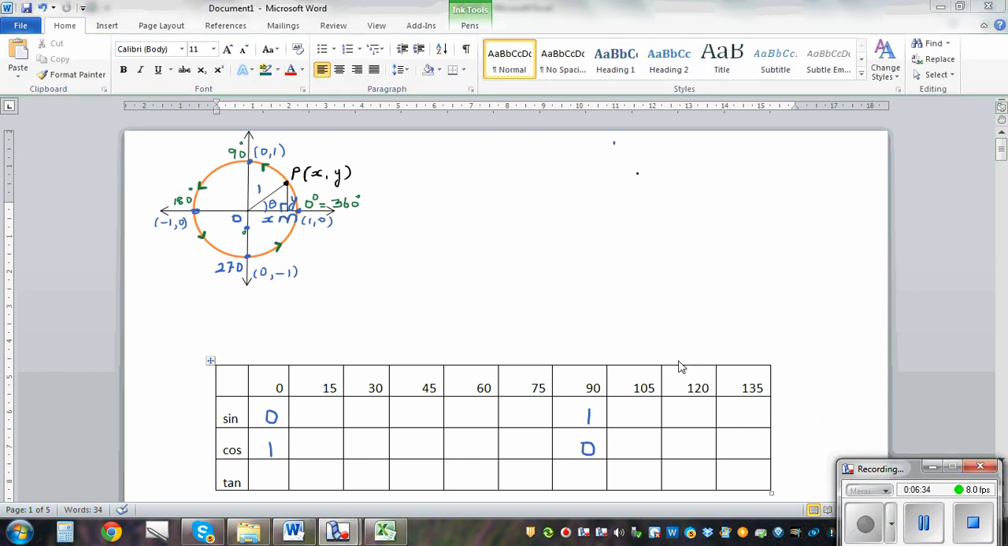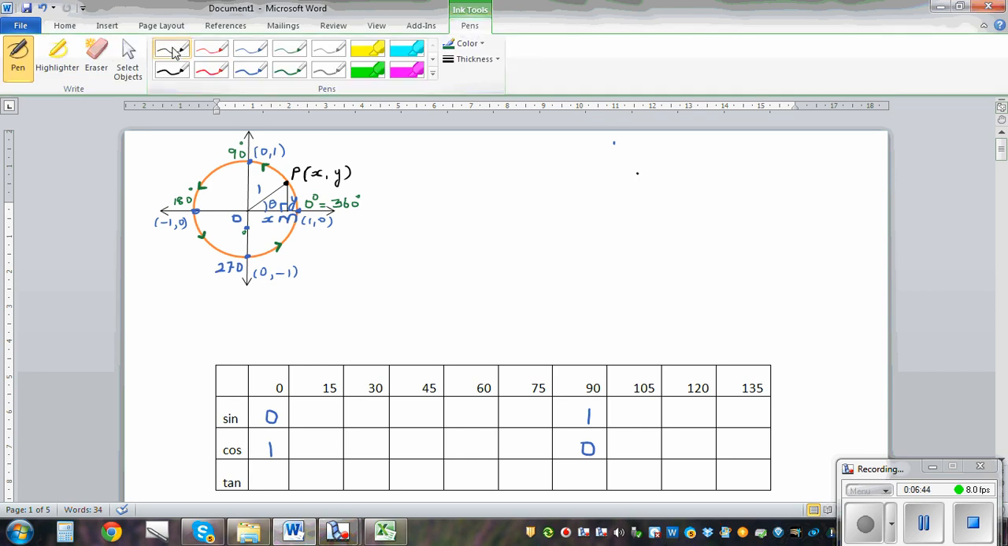Okay, in this part, I want to prove the basic trig identity of sine squared plus cos squared using the unit circle. So using Pythagoras, in triangle OMP, looking at this right angle triangle inside the unit circle, I can say using Pythagoras x squared plus y squared is equal to 1.